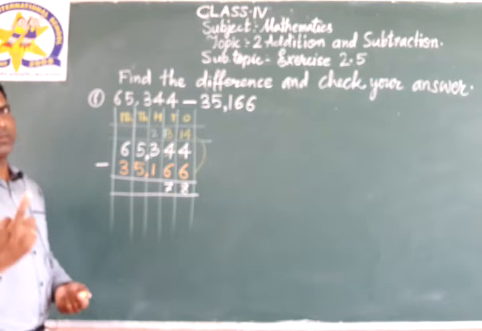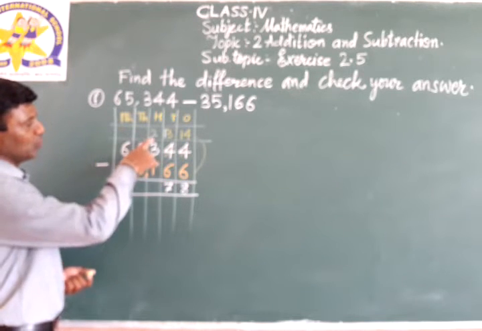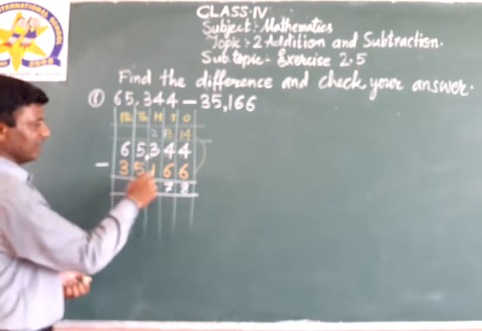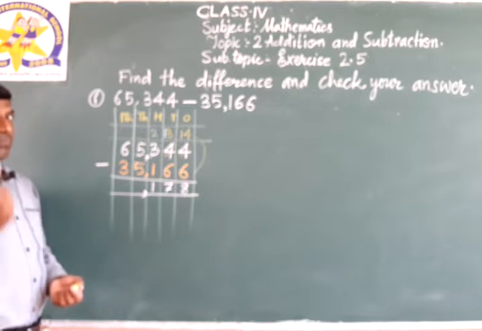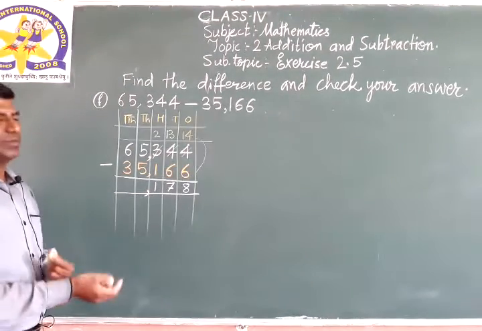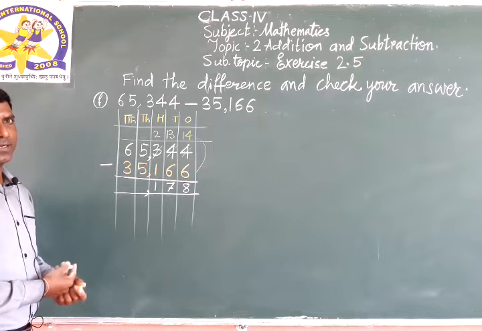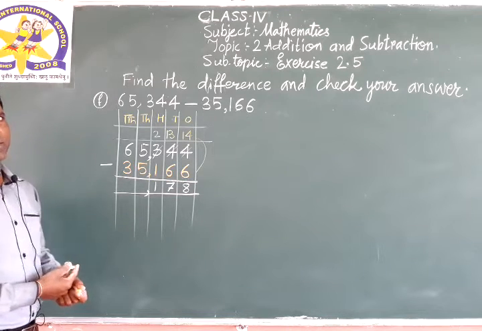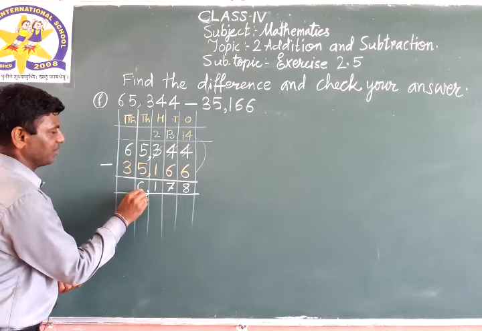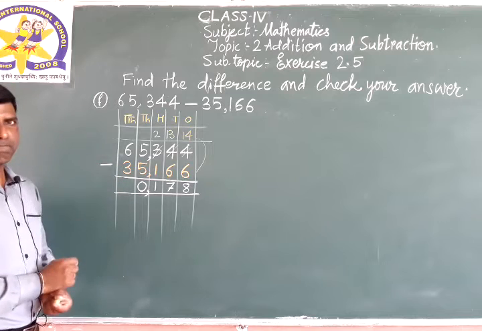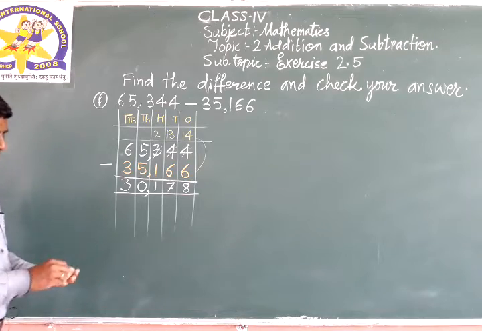6 plus 1, 7. Now 2 minus 1 possible? Yes. 2 minus 1, 1. Put comma. 5 minus 5? Yes, the property of 0. Oh, sorry, same number. If we subtract a number from itself, the answer will always be 0. The difference will be 0. 5 minus 5, 0. 6 minus 3, 3. Understand? Now we have to check.